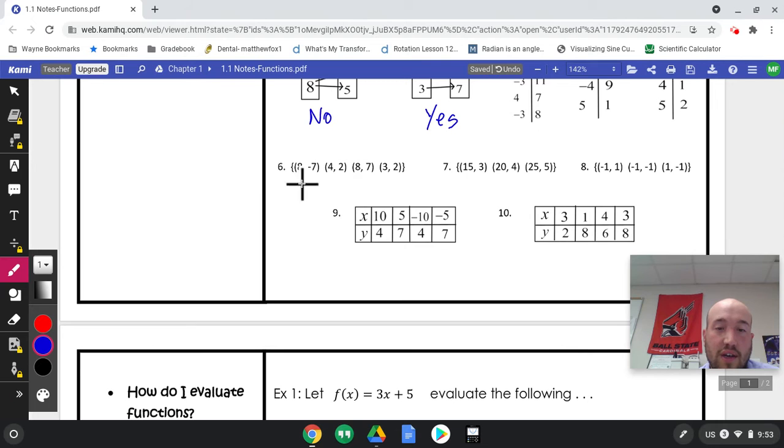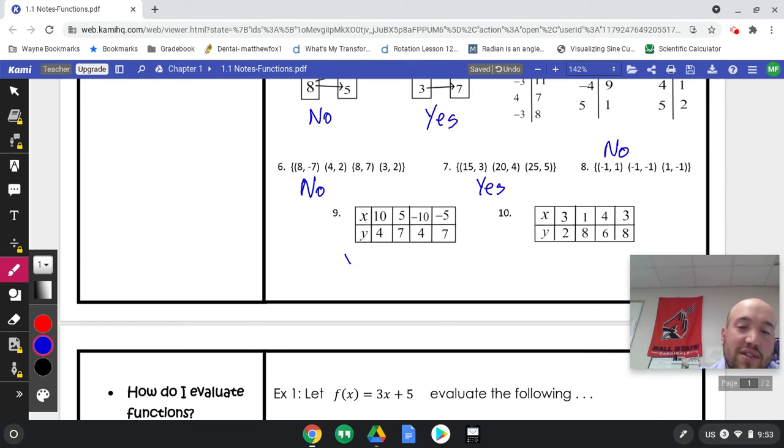And now in the next row, 8, 4, 8 again. So there's two 8's in the x. That's no. 15, 20, 25. So yes, this is a function. -1, -1. So no. Down here, once again, 10, 5, -10, -5. We're good. Notice, 2 of them are with 7, 2 are with 4. So yes, this is a function. Once again, I'm going to say it is not 1-to-1. We'll need that for the delta math today.